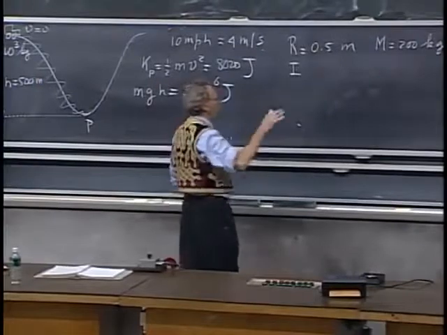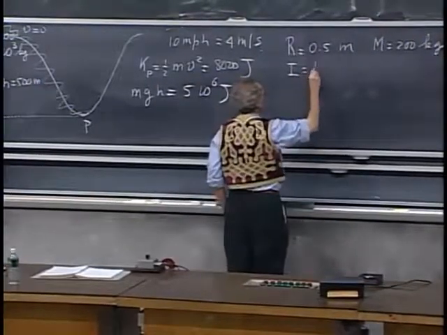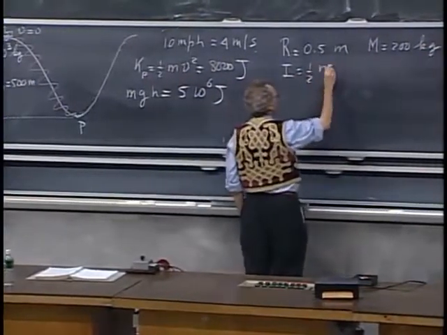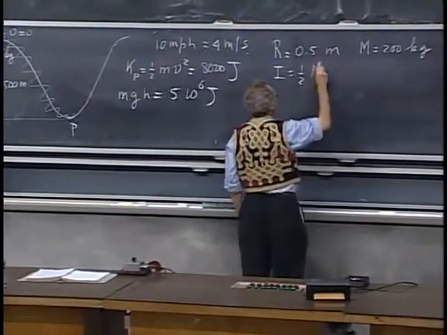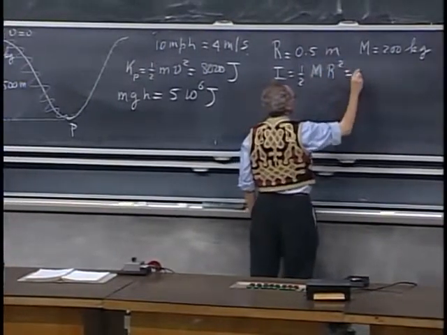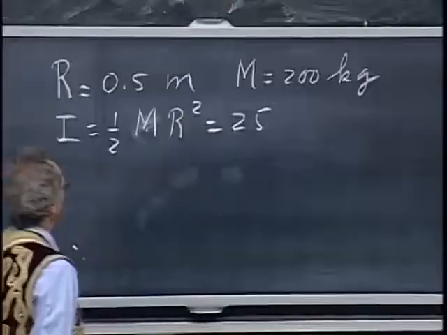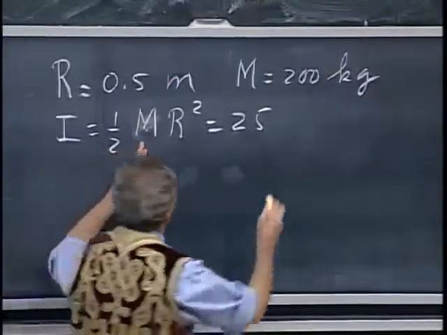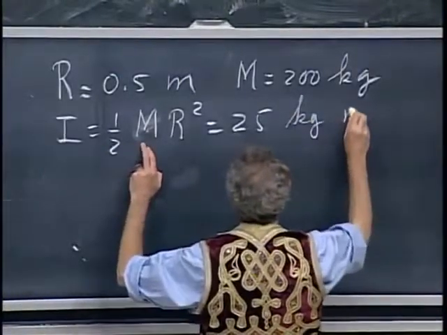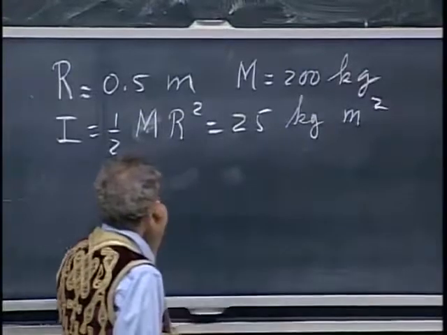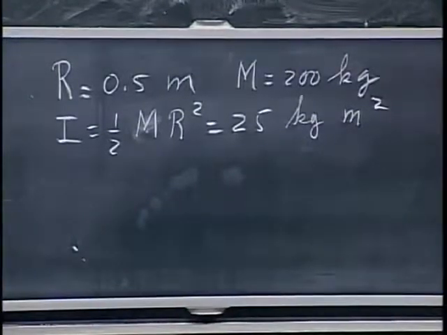And the moment of inertia of this disk, if I rotate it about an axis through the center, perpendicular to the disk, we know now is 1/2 M r squared, and that equals 25. The units are kilograms meters squared, if you're interested. So we know the moment of inertia.